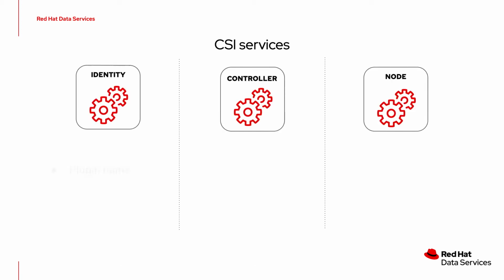So the first one is identity. It provides the plugin name. It also provides the capabilities of the plugin. We'll dive into more detail later on here. And also the status of the plugin, whether it's ready or not, available, etc.